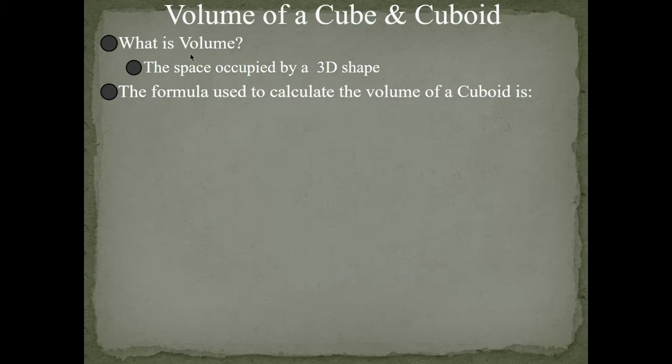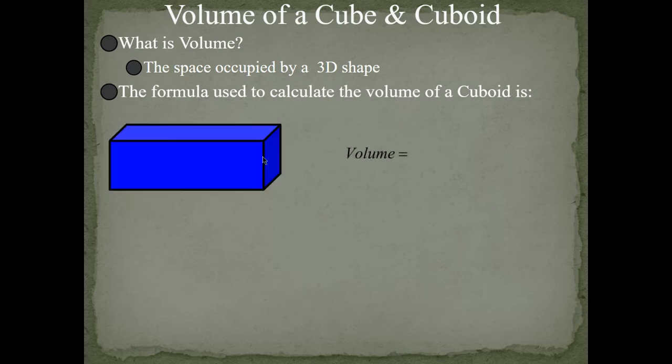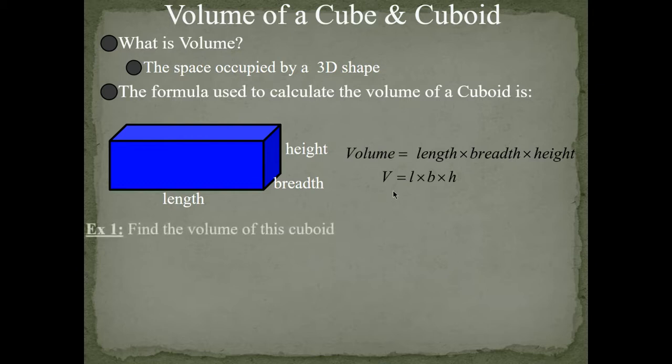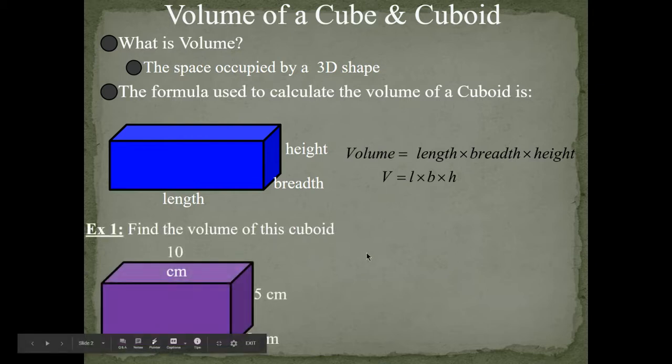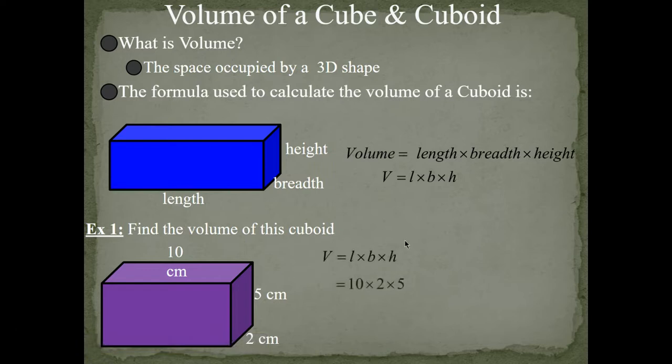And if you remember from your work from last year, the formula used to calculate the volume of a cuboid is, here's our cuboid, that dimension is known as its length, that one's its breadth, this one's its height. So the volume is length times breadth times height and can be written as V equals L times B times H. So if we were given this particular cuboid here, we have a length of 10, breadth of 2 and height of 5. So 10 by 2 by 5. Don't forget this is now volume, so centimetres times centimetres times centimetres, cubic centimetres.